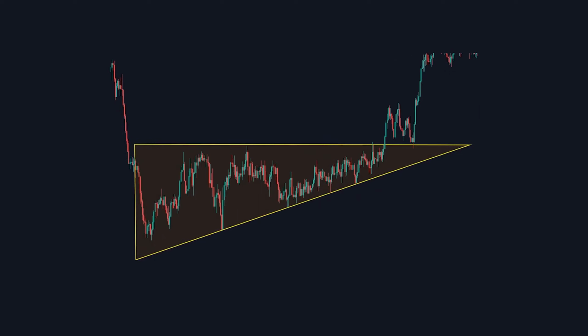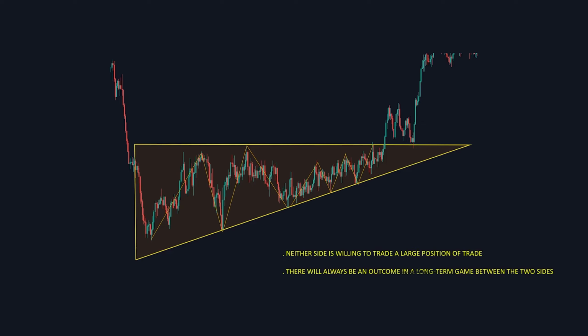Because we can observe through the chart we see now that buyers and sellers are trading less and less, slower and slower. At this time we can observe that neither side is willing to trade a large position. But there will always be an outcome in a long-term game between the two sides. So when the result comes out, it's when we should be greedy.